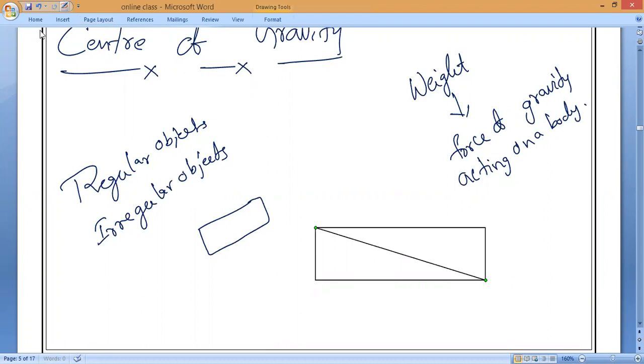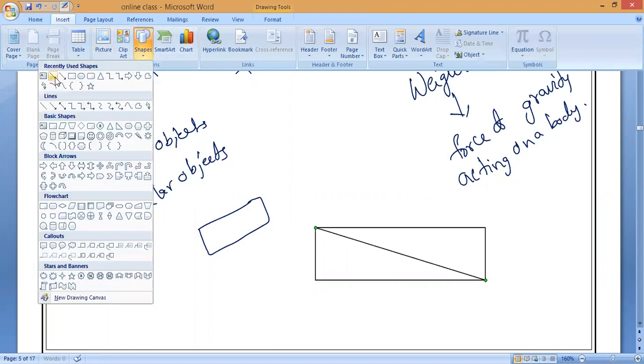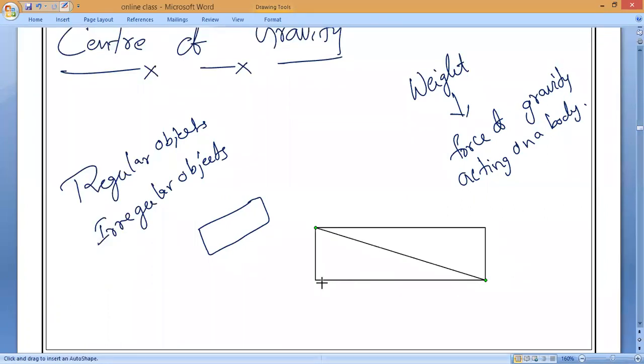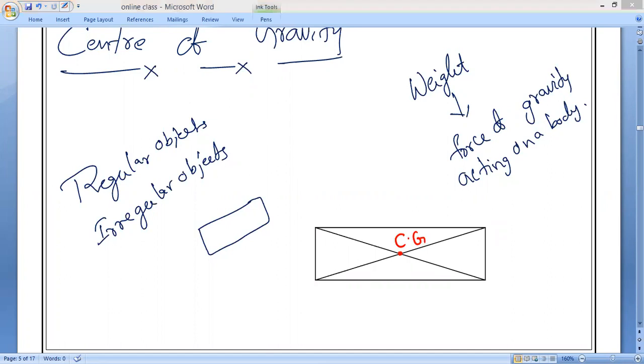But for irregular bodies, what will happen? For irregular bodies, we have to find it by the trial and error method only, because we cannot find exactly the center. So this point is the center of gravity. Do you understand, everybody? We represent it with CG. CG indicates what? Center of gravity.